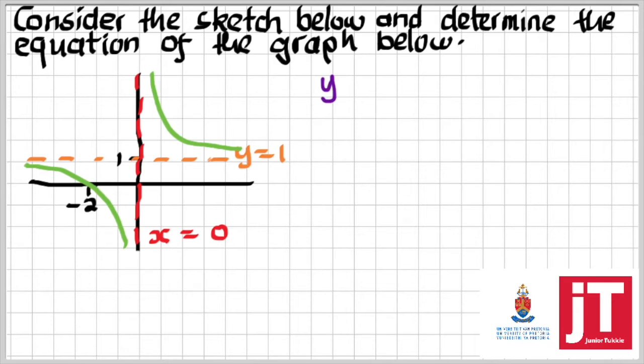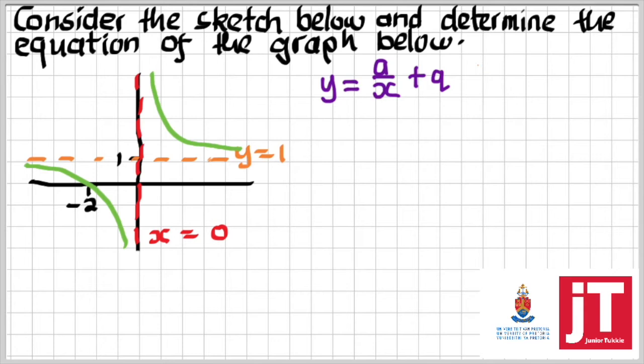We want to establish what we know from that graph. Already I can see that we've got two asymptotes given: y is equal to 1 and x is equal to 0. And we've got an x-intercept at -2. So that's the information that I'm going to use to determine the equation of that graph. But what else do we know? We know that the general equation of that hyperbola at grade 10 is given by y is equal to a over x plus q.